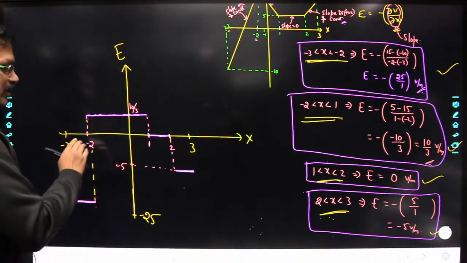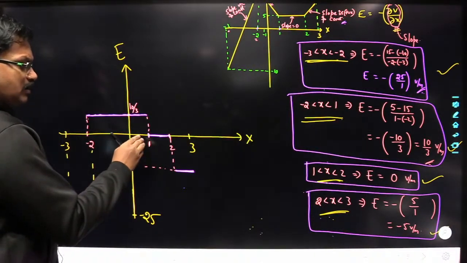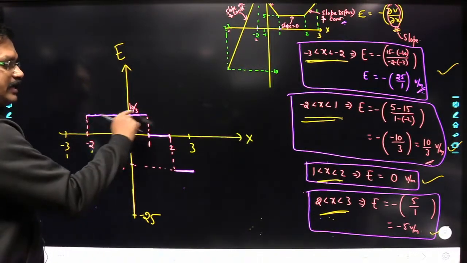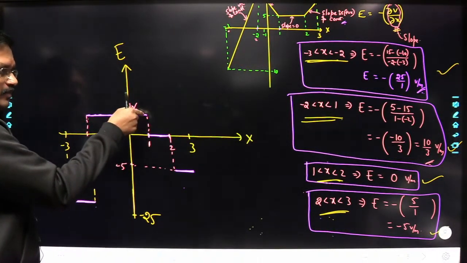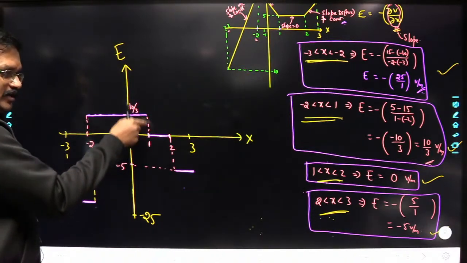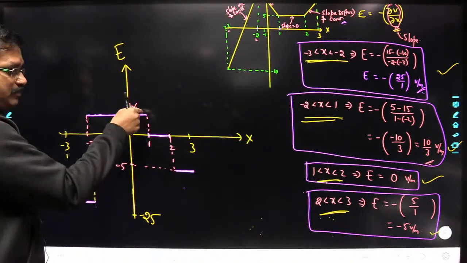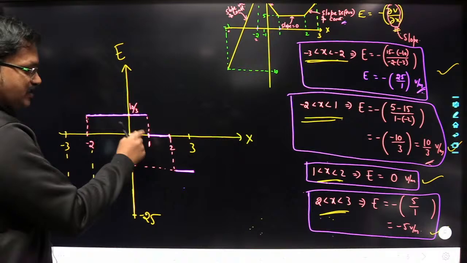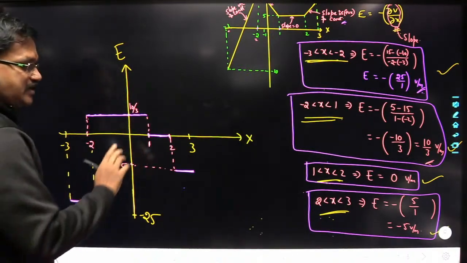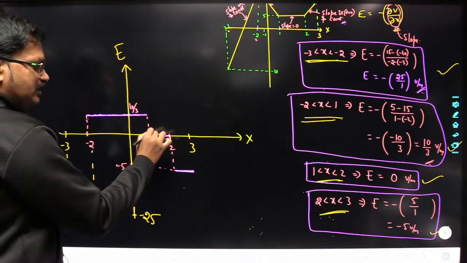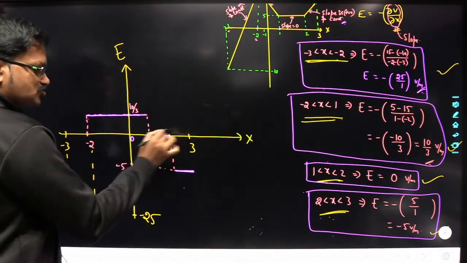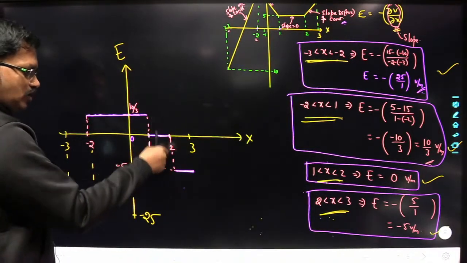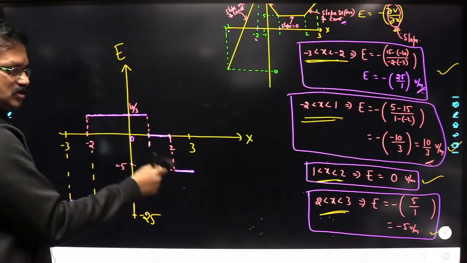Now similarly, exactly at 1, what is happening? Here the electric field is 10 by 3, and from 10 by 3 it is suddenly decreasing to 0 at this location at 1. So here also there exists a discontinuity. Next, from 1 to 2, the electric field is 0. Next, exactly at 2, it is changing from 0 to minus 5. So there is a discontinuity here.